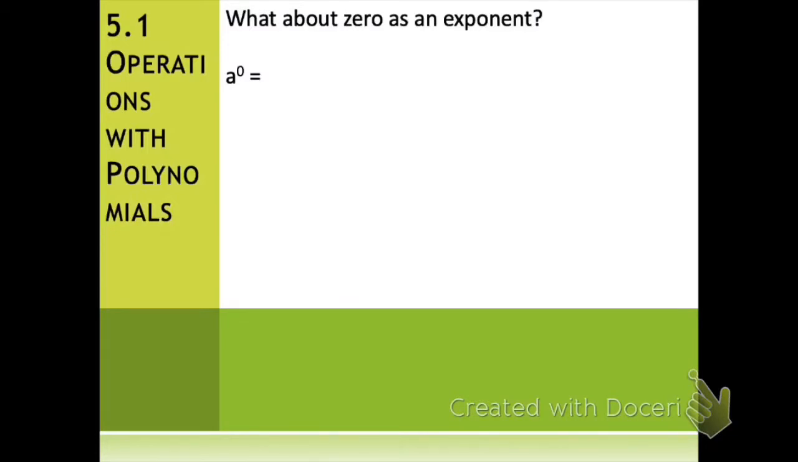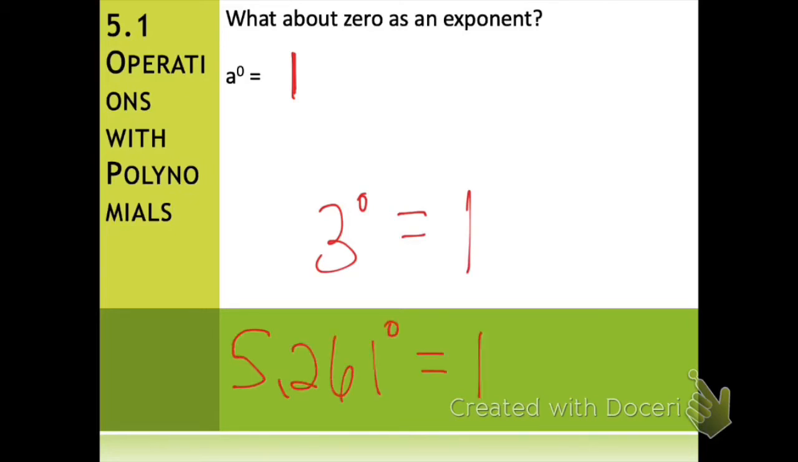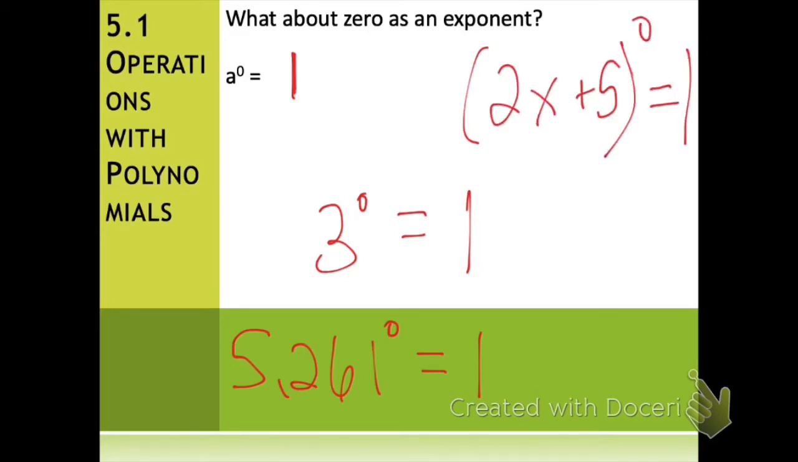All right, so 0 as an exponent. Well, I think we just found out that whenever I take anything to the 0 power, I'm always going to get 1. Anything. So 3 to the 0th power, yep, that equals 1. 5,261 to the 0th power, yep, that equals 1. 2x plus 5 to the 0th power, yep, that equals 1. So anything to the 0 power is going to be 1.